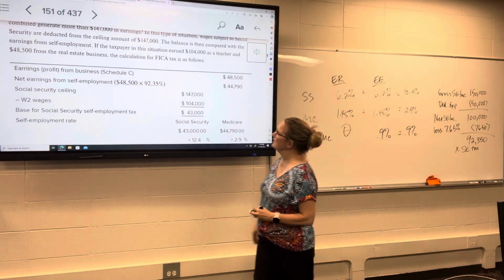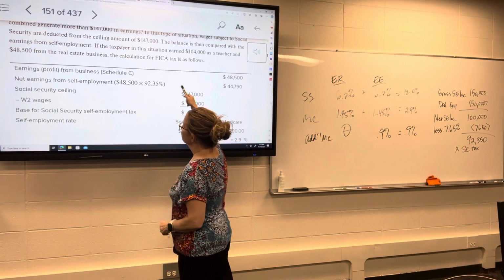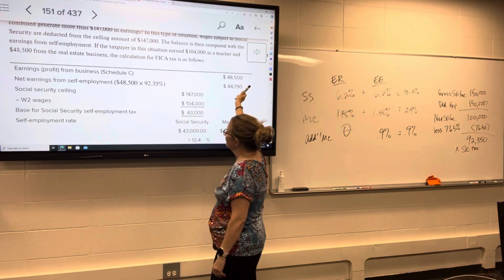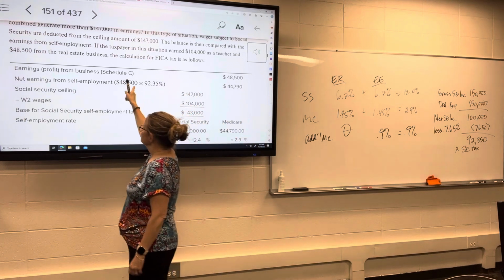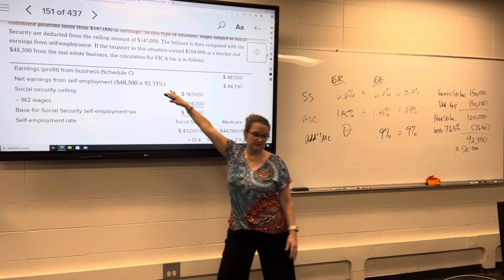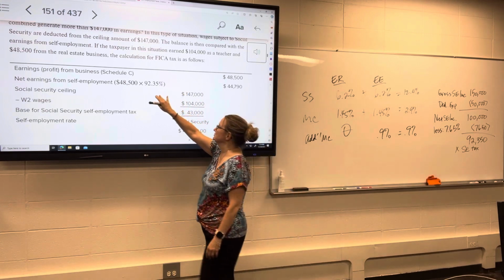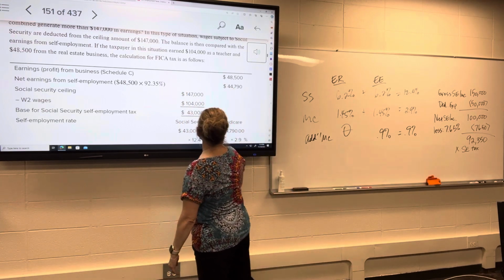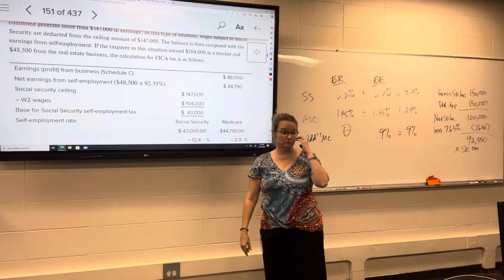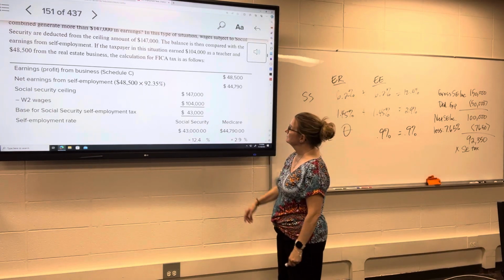So earnings from Schedule C, profit, net earnings, 48,500. We're going to subtract 7.65% from that. In this case, they just multiplied it by 92.35%. So 44,790 is the amount that is subject to self-employment taxes.